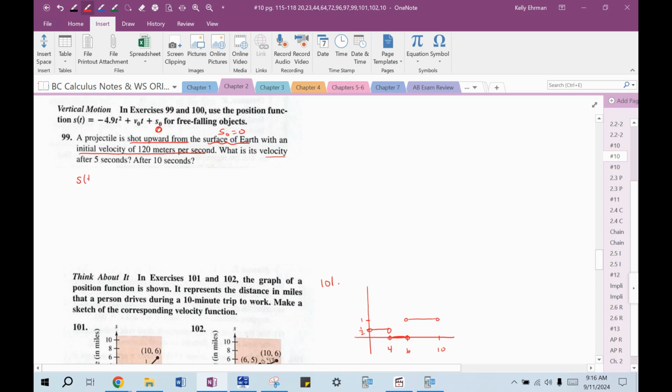So first let's establish our position function, so we have something to take the derivative of. So the position function is negative 4.9 t squared plus 120 t plus 0 technically. And remember the velocity equation is just the derivative of the position. So 2 times negative 4.9 is negative 9.8 times t plus 120 if I take the derivative of that. And so we are finding v of 5.